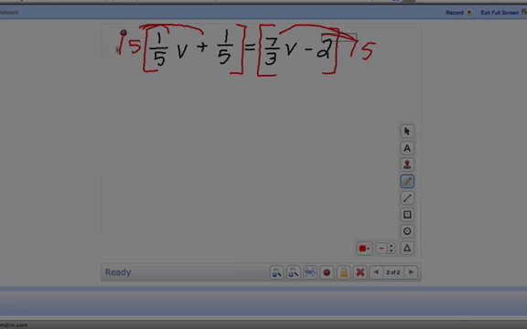So I'm just going to show you what I do. I think of this as 15 over 1, the 5 and the 15 would become a 1 and 3. That leaves me with 3v. Now I do the 15 times 1/5. The 5 and the 15 simplify. This gives me 1. This gives me 3. 3 times 1 is 3.